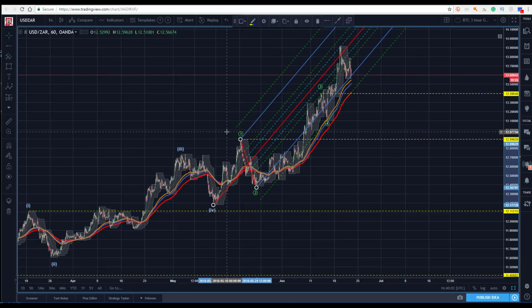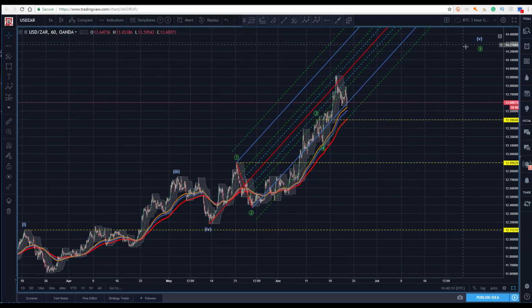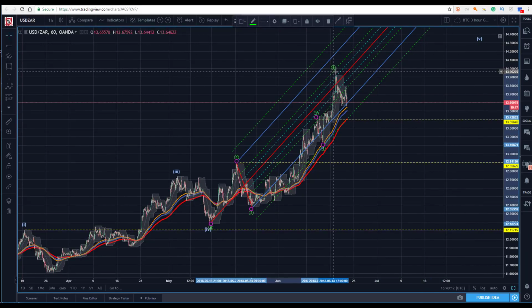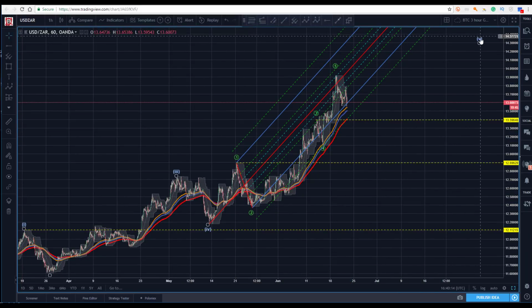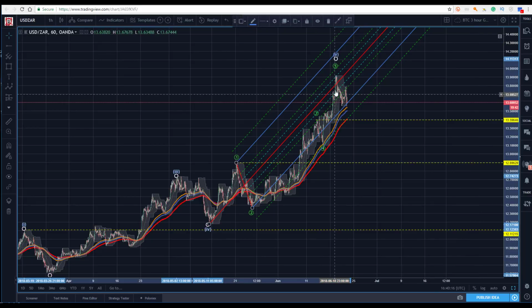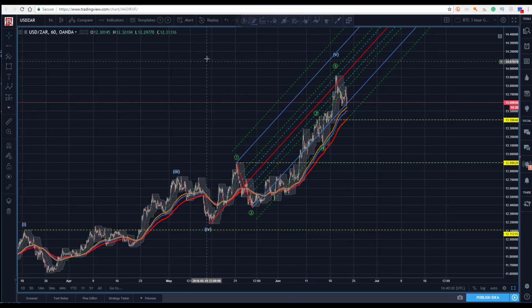So looking at that, we've got a possibility here. So let's look here. If that could be my 5 here, this could be topping here as we got through and went to the 25% beyond here. So I've got a contender here for a top.